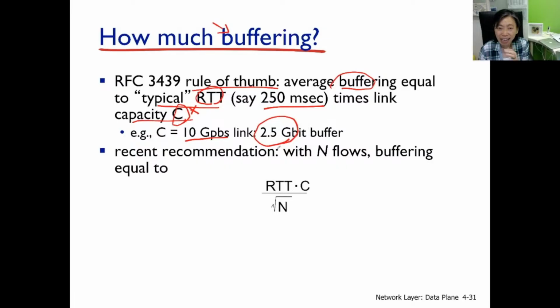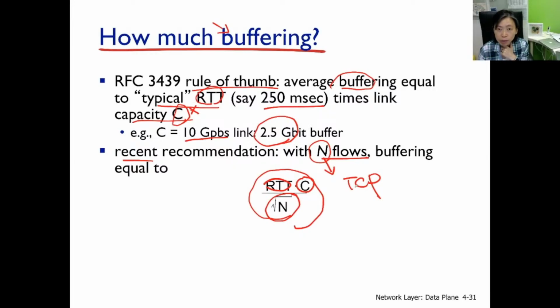So not exactly practical. Some recent studies actually discovered this: if all the flows going through the router are TCP flows, and if there are N of them, we could reduce the buffer requirement to this amount. Still RTT multiplied by C at the top, but we can divide it by a certain factor. The more TCP flows there are, the more we can reduce the buffer space requirement. Here, N is the number of TCP flows.